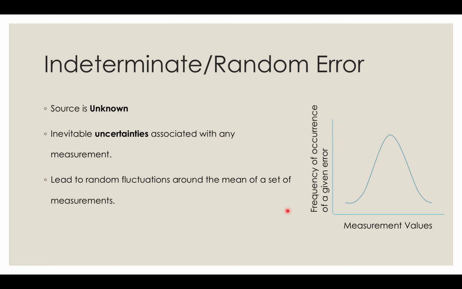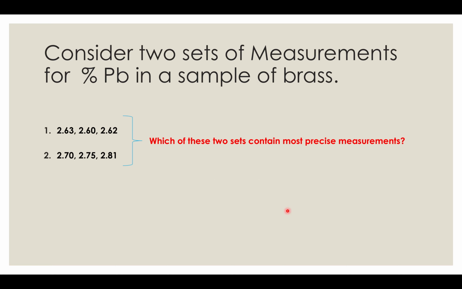Just before I finish this up, I would like to ask you a question which you would be answering in the live session. Consider these two measurements that are made of the percentage of lead in a sample of brass. These are the two sets of measurement done by two different people. Which of these two sets contained the most precise measurement? Look into this and try to answer it, and we will see the answer and learn more about precision in that particular session.